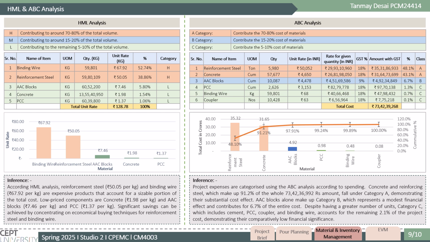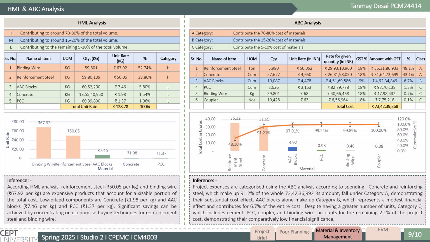AAC blocks representing 6.7% of the cost are classified under category B despite comprising a large quantity. Items like PCC, cement, couplers and binding wire together form only 2.1% of the total cost and are categorized as class C materials. This analysis underscores the importance of focusing on cost control strategies for high value materials to optimize overall project expenditure.